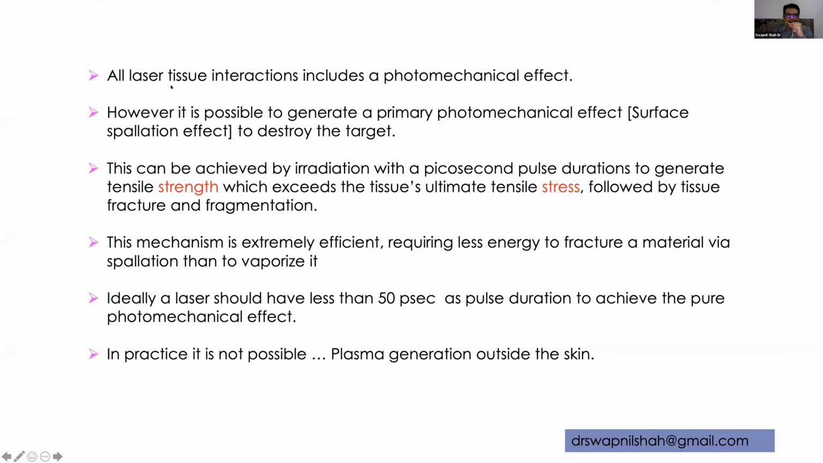So as we know, all laser tissue interaction includes a photomechanical effect. However, it is possible to generate a primary photomechanical effect without much of a photothermal effect, which is the surface spallation effect, to destroy the target. This can be achieved by irradiation with a picosecond pulse duration to generate a tensile stress which exceeds the tissue's ultimate tensile strength, followed by tissue fracture and fragmentation. This mechanism is extremely efficient, requiring much less energy to fracture a material via spallation than the energy required to vaporize it. And that's why picosecond lasers are very safe.